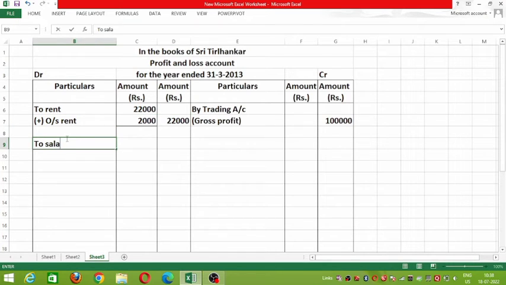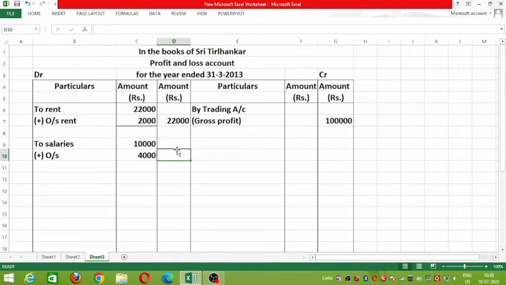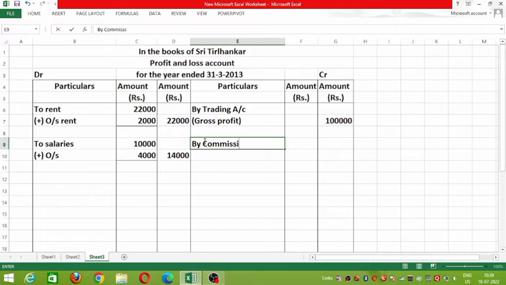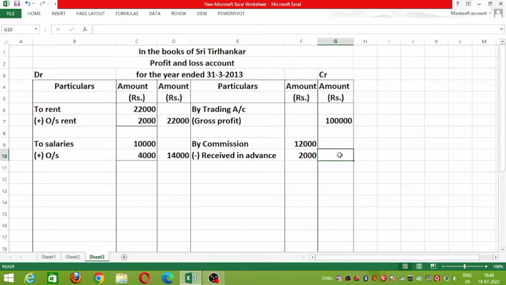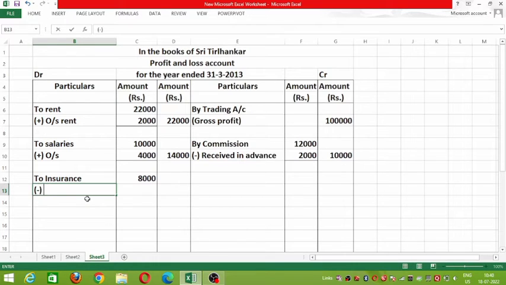22,000. Next, salaries is 10,000. For this also we can notice there is an adjustment. Salary outstanding 2,000. The total will be 14,000. Interest due but not received, commission amount is rupees 12,000. There is an adjustment we can notice there. The last one, commission received in advance. The amount is rupees 2,000. The balance will be 10,000. Insurance 8,000. Also there is an adjustment. Prepaid insurance that should be deducted from insurance, 1,000. So the balance amount is 6,000.